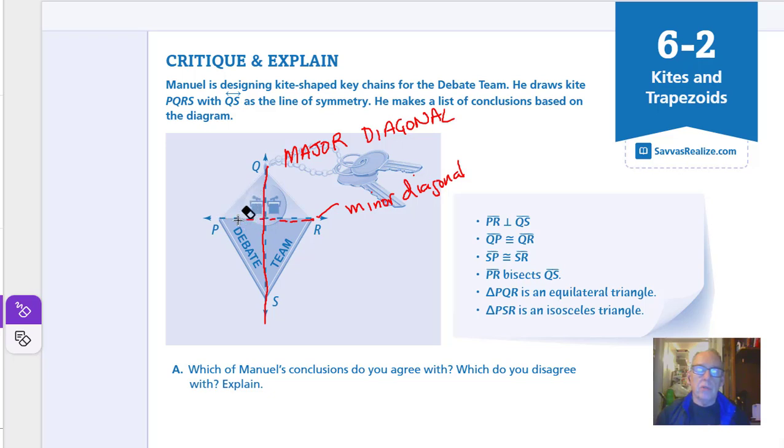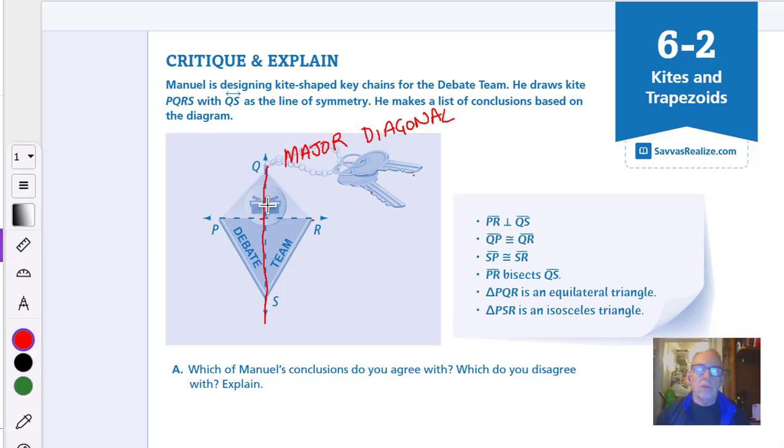So let me get rid of this notation here. So we're just going to talk about this major diagonal. Now, this major diagonal, we can see, cuts this kite in half. So a kite, though, is defined as a quadrilateral that has consecutive pairs of congruent sides. So this QP and QR side have to be congruent, and the PS and RS sides have to be congruent.